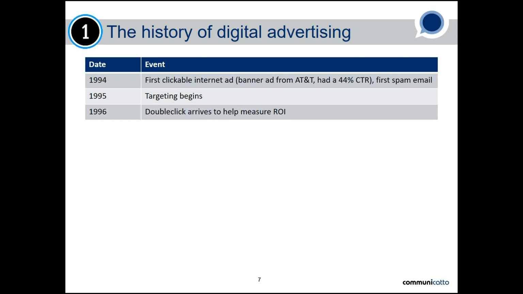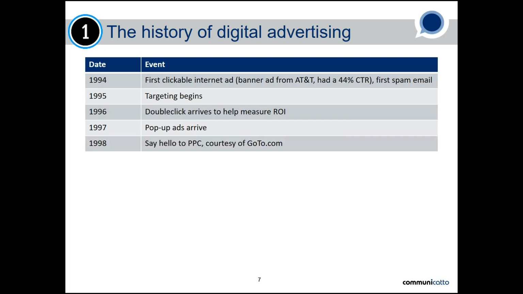1996 is the arrival of a company called DoubleClick, which is now owned by Google. But really what's important about this date is that it is the beginning of this idea of return on investment when it comes to digital advertising, and DoubleClick is finding a way to actually measure it. 97, good old pop-up ads. Fortunately, also in 1997, pop-up ads basically died away, I think with the exception of pornography. As I understand, it's still quite prevalent. So I'm told.